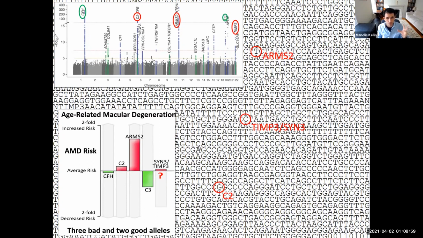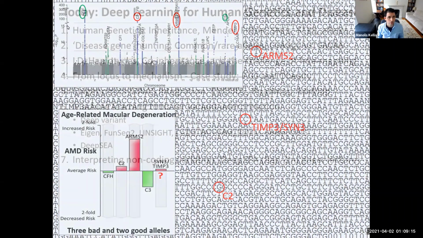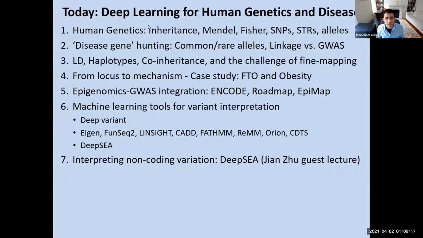So it's one of the most important areas of modern biology and modern medicine. And we're going to have a series of lectures on this. But today, we're introducing both the foundations of human genetics and the computational challenges in interpretation. So I'm going to talk about first human genetics, inheritance, Mendel, Fisher, single nucleotide polymorphisms, and other variants.